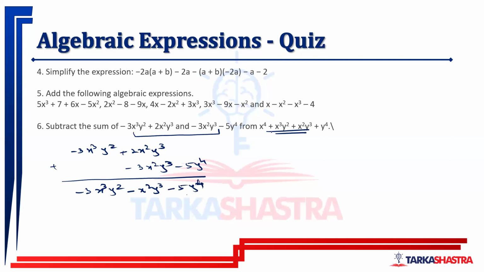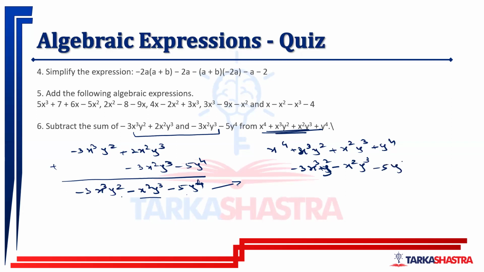Now we have to subtract this from this. So x raised to 4 plus x cube y square plus x square y cube plus y raised to 4. Now how will I write it? So I have minus 3x cube y square. Here I have minus x square y cube, and minus 5y raised to 4. I have to subtract it.